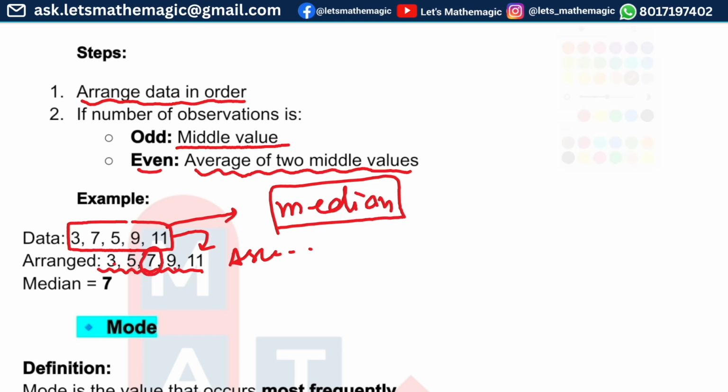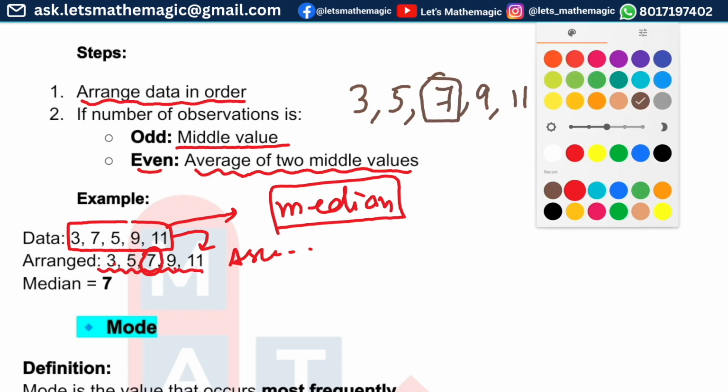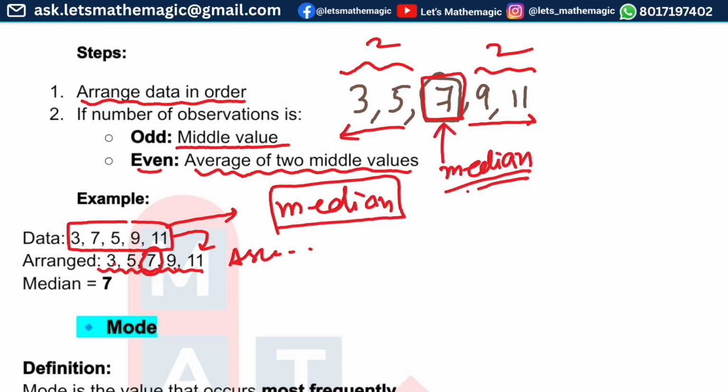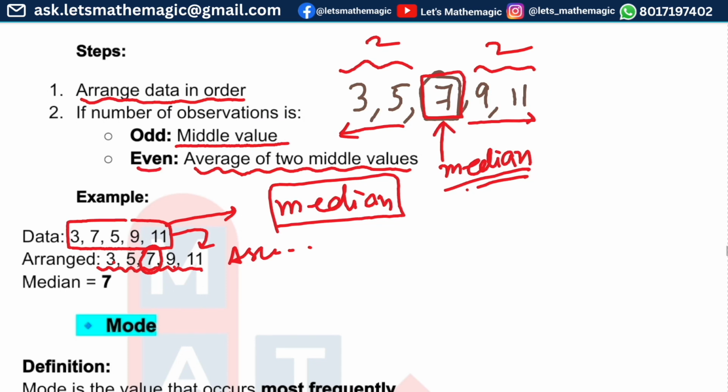It was given as 3, 5, 7, 9 and 11. As you can see, 7 is the middlemost value, and to the left of 7 there are 2 observations, and to the right of 7 there are also 2 observations. So 7 is the middlemost value, and this is the answer for the median. Is it clear now?